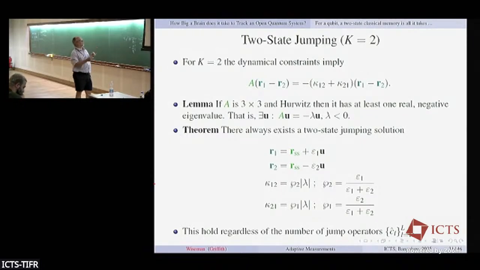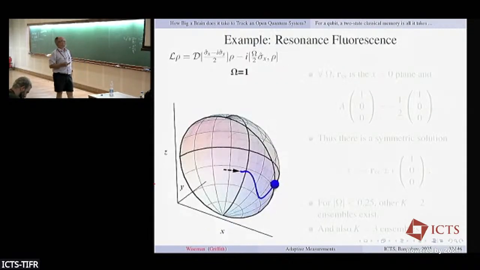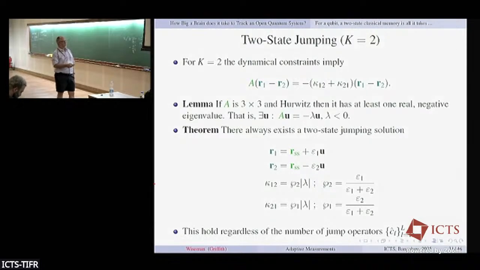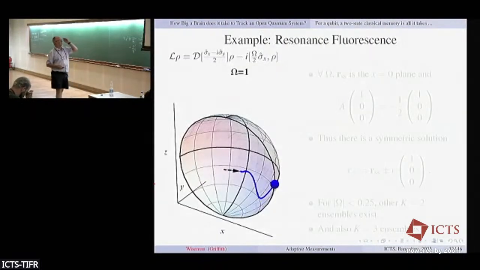And I should say, because this is a 3x3 matrix which is stable, there is guaranteed to be at least one real negative eigenvalue. So this is always going to work for any two-level system dynamics. It doesn't matter what the master equation looks like or how many jump operators there are, there is always a solution for a two-level system, a qubit, in terms of two possible states. And so here's an example.